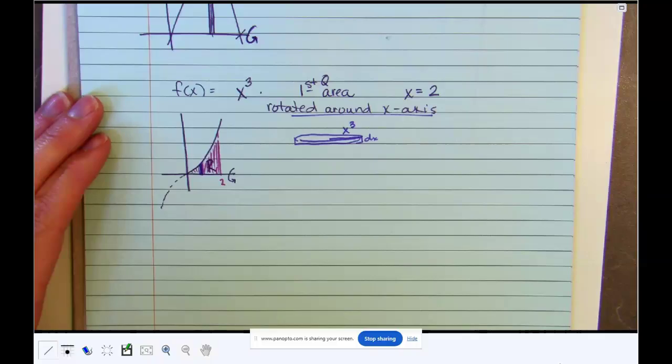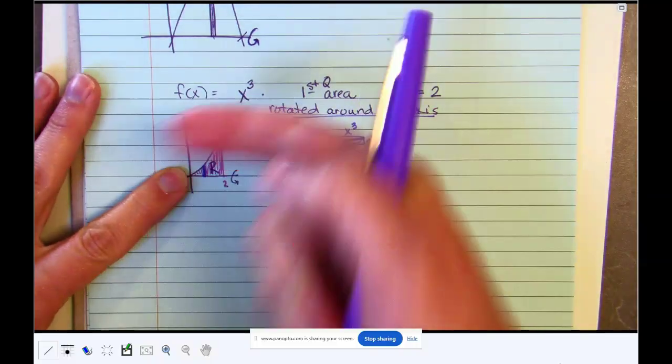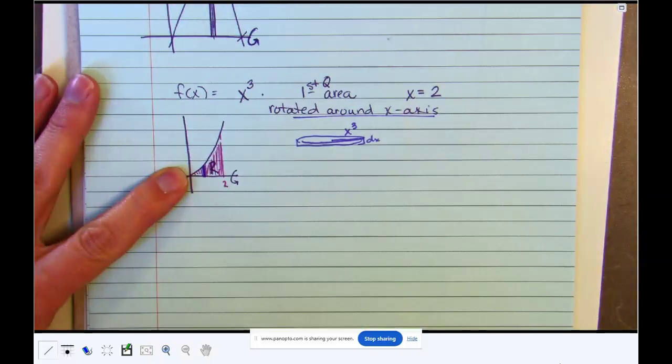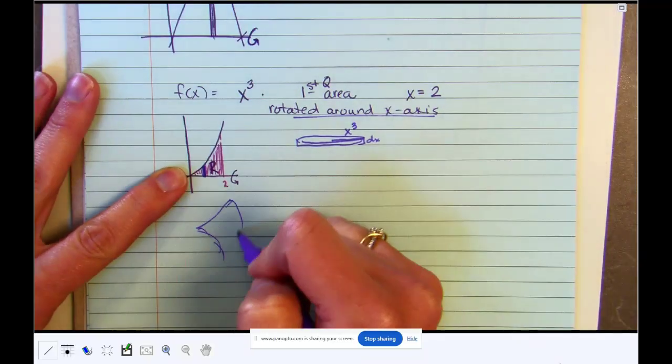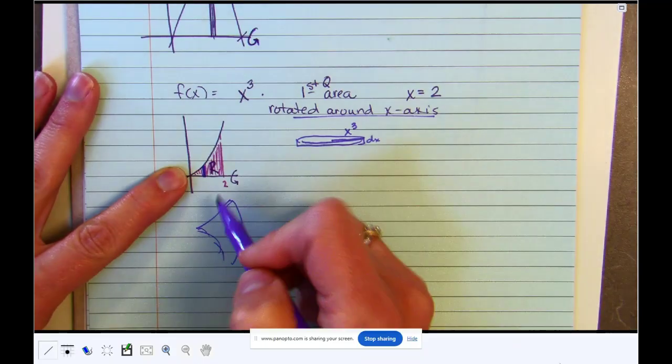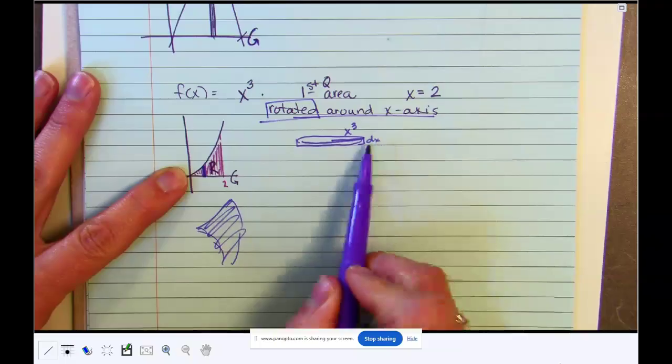Yep. So it goes to the origin. So it's taking here and you're spinning it around 360 degrees. I cannot draw this, but three-dimensionally it's like a top. If you spin it around many times, it looks circular. If you see the word rotated around anything, x cubed is the radius.